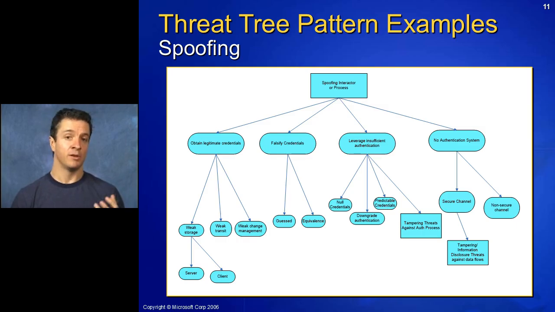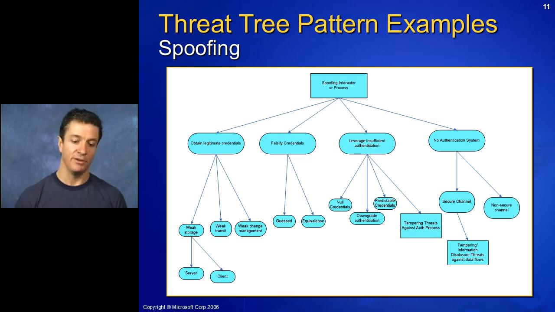So, for example, spoofing an external entity or a process, there's only some set of preconditions that can possibly exist. Tampering with a data store, again, there's only a bunch of preconditions that can really exist. So what we ended up doing was building these sort of canonical threat trees. So, for example, spoofing an interactor, which is another name for an external entity. To spoof a user, an external entity, there's many things you could do. One, you could obtain legitimate credentials, or you could falsify the credentials, or you could leverage a lousy authentication scheme, or there is no authentication scheme.